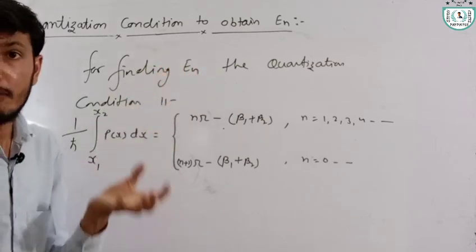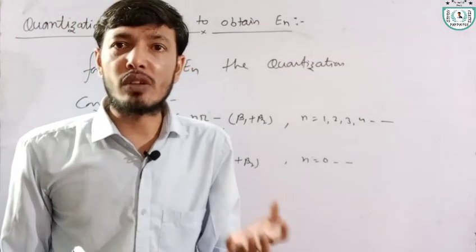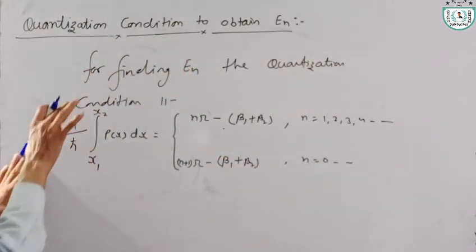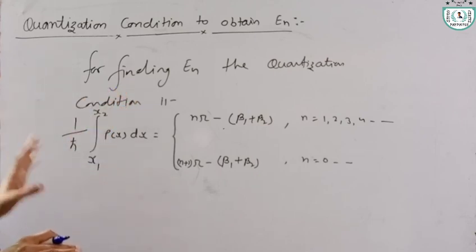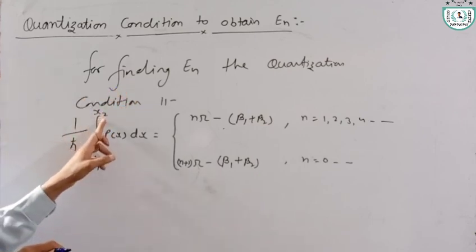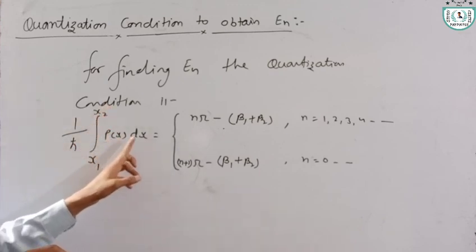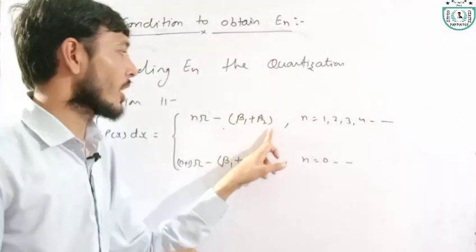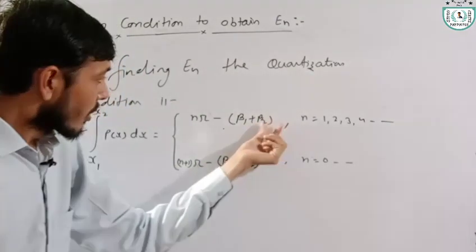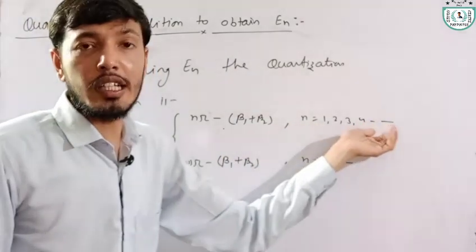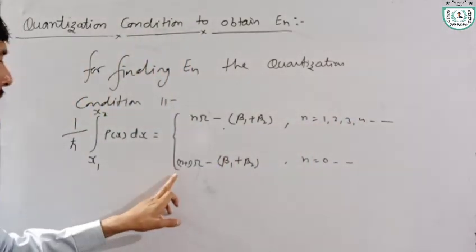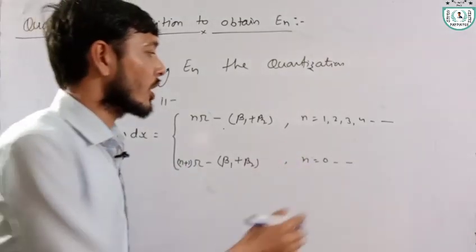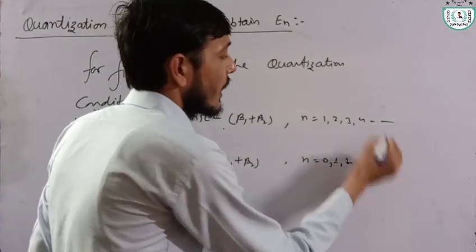En means bound state energy eigenvalues. To find bound state energy eigenvalues, we have the quantization condition. The quantization condition is 1 over h-bar integration x1 to x2 p of x dx is equal to n pi minus beta 1 plus beta 2 for n is equal to 1, 2, 3 and so on, and n plus 1 pi minus beta 1 plus beta 2 for n is equal to 0, 1, 2, 3 and so on.